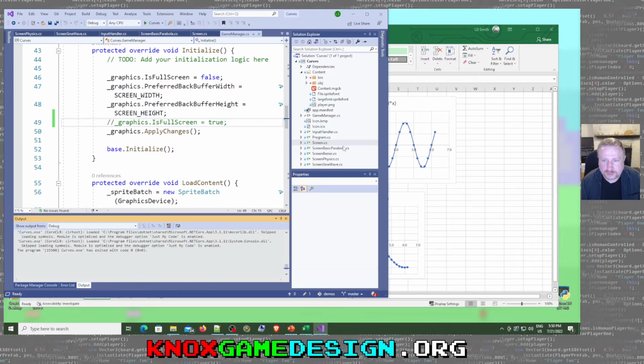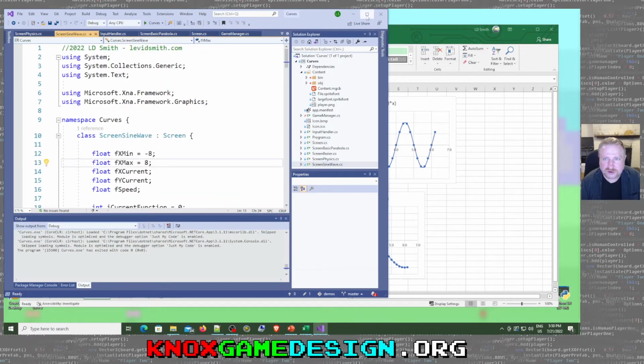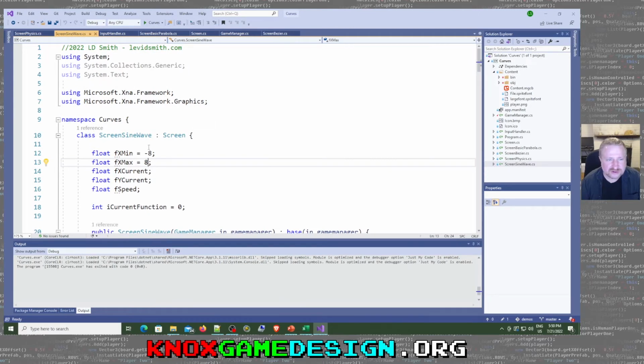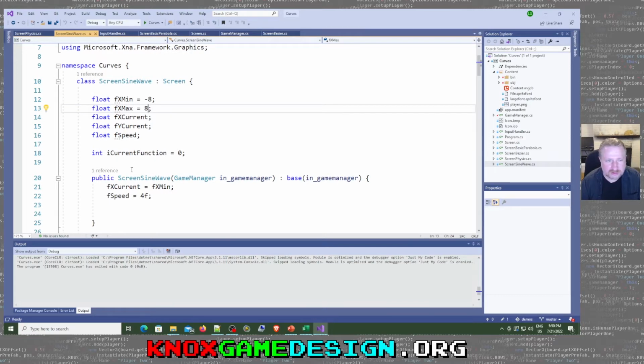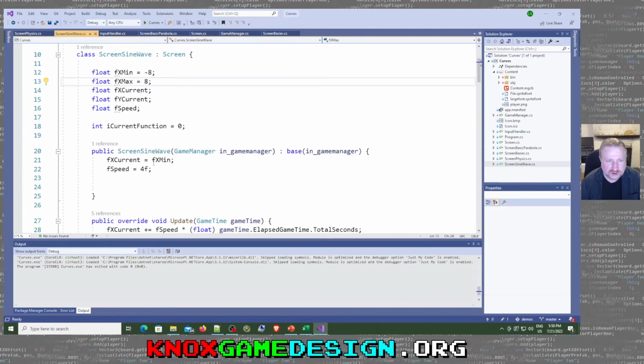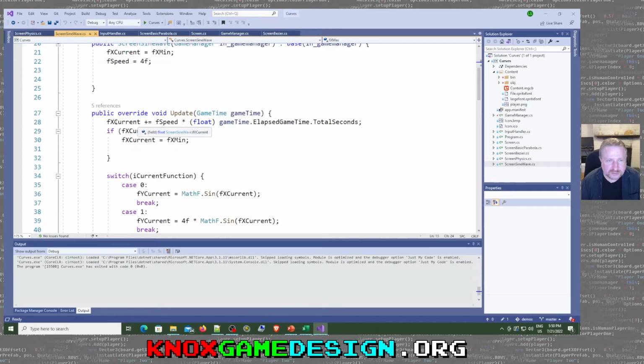So in a little example program, we've got a screen sine wave right here. So we're going to start at -8, go to 8. We've got our x and y positions, x and y current, and then a speed and the current function that we're drawing. So on our update, we're just going to move x at a constant speed times our delta time, or gameTime.ElapsedGameTime.TotalSeconds. That's what it is in MonoGame. Then if our x is greater than the max x, we're going to set x back to the minimum.